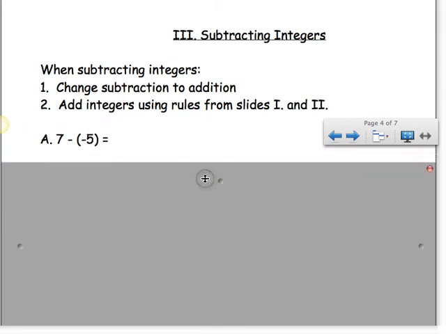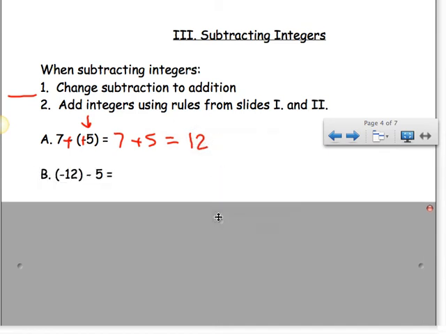So, first example, I have 7 minus negative 5. I want to subtract these integers, so the first thing I'm going to do is change subtraction to addition by killing subtraction. In order to kill subtraction, you change the subtraction to addition, so now it's 7 plus, and you change the sign of the second number. Since it's a negative 5, now it's a positive 5. And now it's just really 7 plus 5, which I know equals 12.